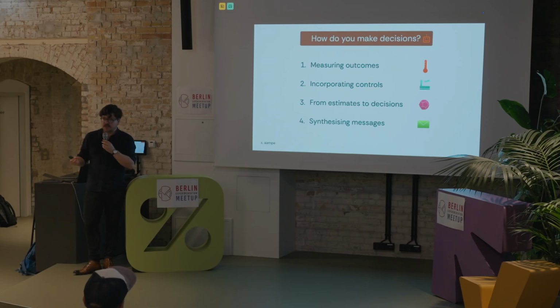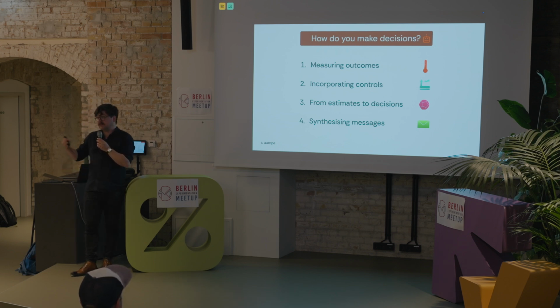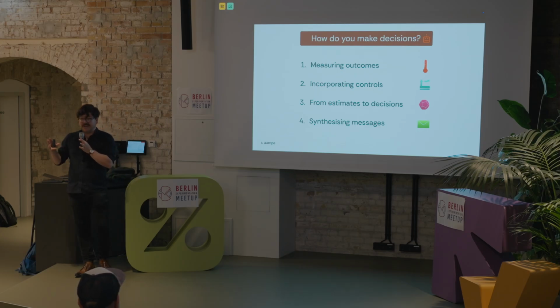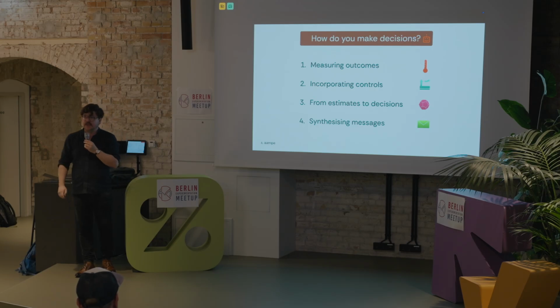First, you want to measure. You want to know how to measure outcomes that you care about. Then you want to incorporate controls. You want to make sure that the things you measure are actually causal effects and not just correlations. Once you've made estimates of causal effects, that's nice, but as I said, we're not just talking about measurement. We want to make a decision, and that's going to be the key next thing. You're making these decisions in a modular way that we then synthesize into messages.